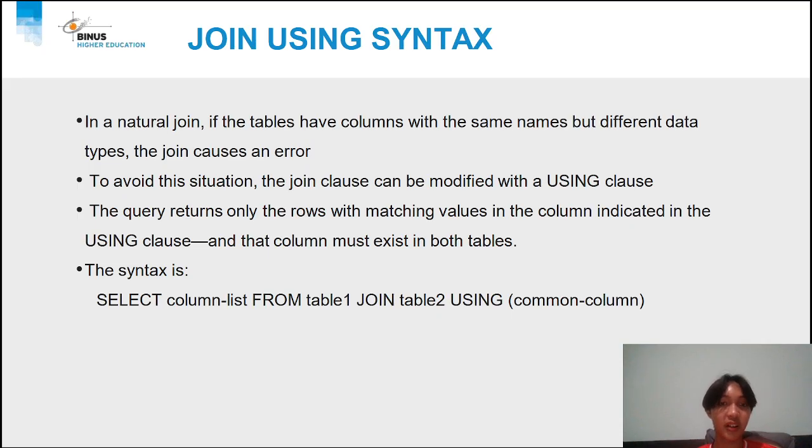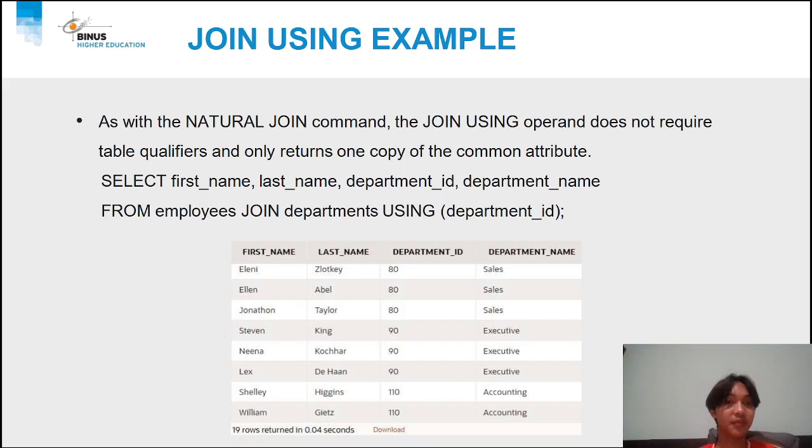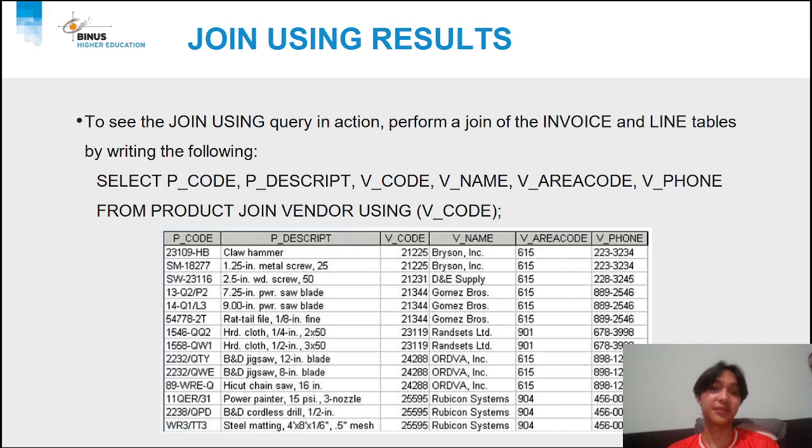And the query returns the rows with matching values in the column indicated in the USING clause, and the column must exist in both tables. And there is some example code like this below. And join using example is as with the natural join command. The join using operand does not require table prefixes and only returns one copy of the common attribute. And there's some example in here, and there's a result in here.